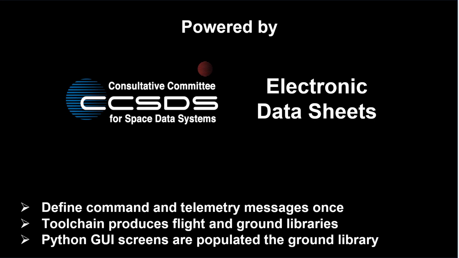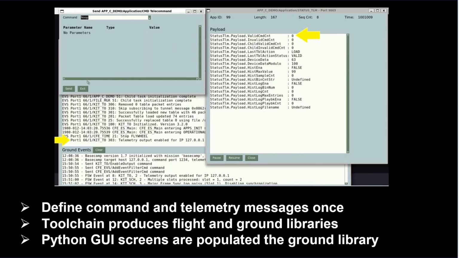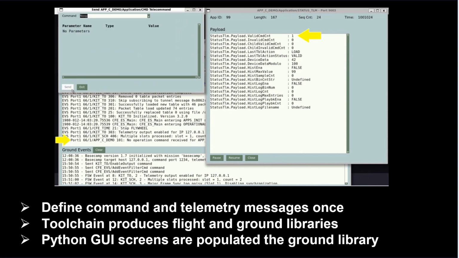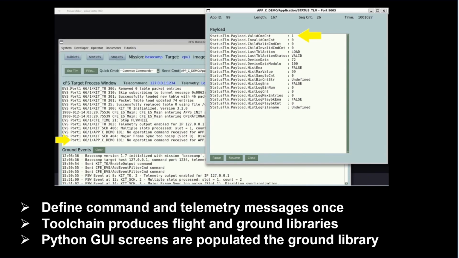Basecamp is powered by the CCSDS Electronic Datasheet Standard, where you define your command and telemetry messages once, and a toolchain produces the flight and ground libraries. The Python GUI screens are populated from the ground library. Here we see a no-op command being sent to Basecamp's demo app.